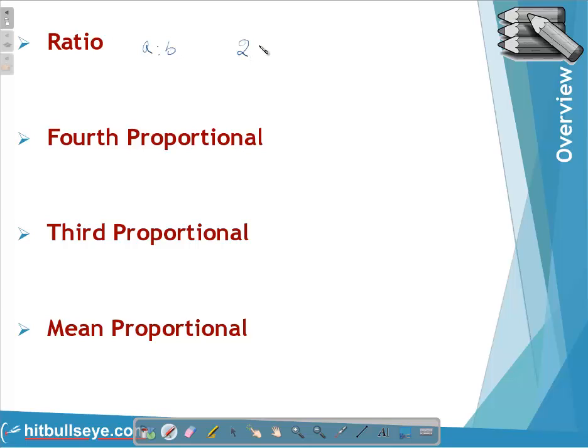Or if we take two numbers as an example as 2 and 3, we could say the two numbers are in the ratio 2 is to 3. Now we could even divide a total value given to us in the ratio 2 is to 3. We could say the first value is 2 by 5th, since 5 is 2 plus 3, and the second is 3 by 5th of the total value.